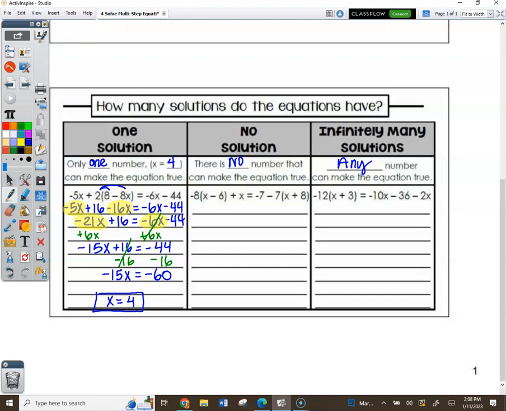I want you to take this second example and go ahead and distribute the negative 8 and the negative 7, and then start to solve it. Go ahead and start the process. You're going to see something weird happens.